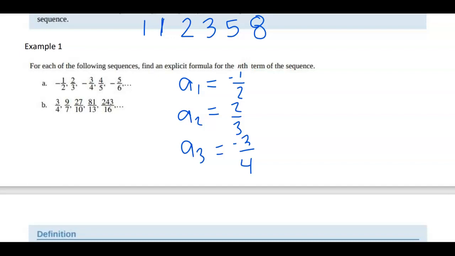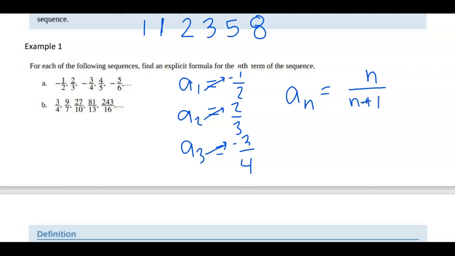I'm noticing that each time I'm looking at a new term in the sequence, the term number is the numerator, and then 1 more than that is always the denominator. Is that true for A4? Yes, 4 over 5. So I'm going to say that A sub n must be equal to n over n plus 1.